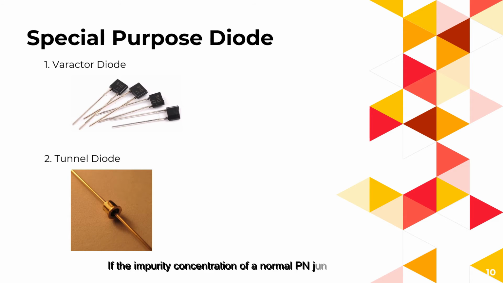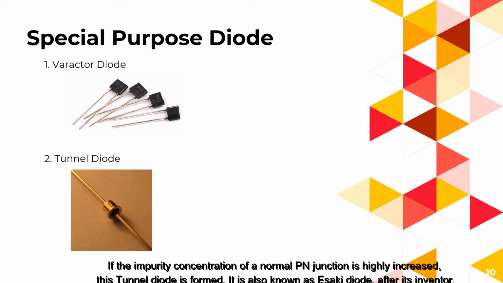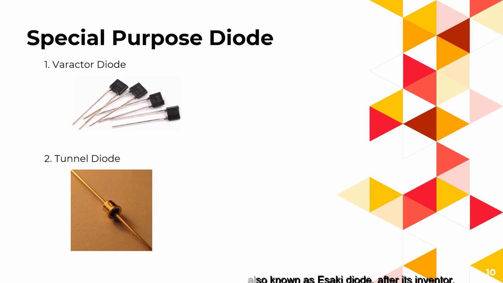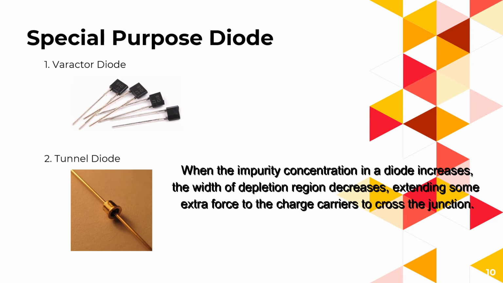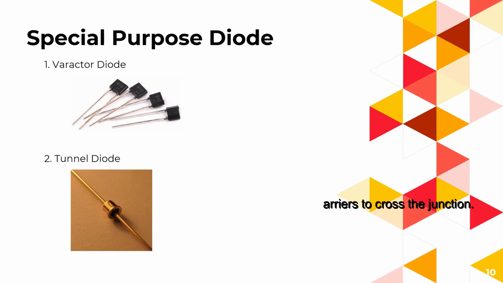Tunnel diode. If the impurity concentration of a normal PN junction is highly increased, this tunnel diode is formed. It is also known as Schottky Diode after its inventor. When the impurity concentration in a diode increases, the width of depletion region decreases, extending some extra force to the charge carriers to cross the junction.